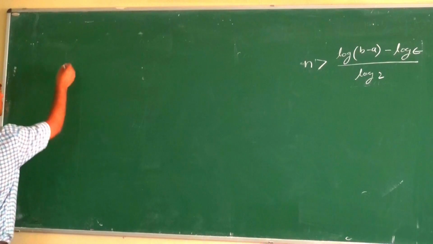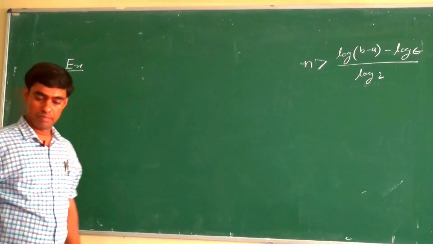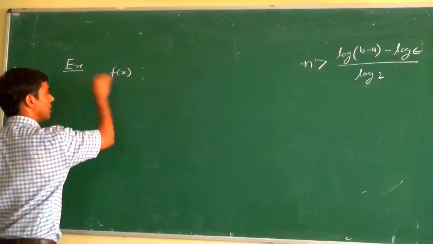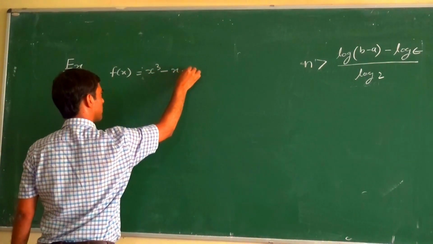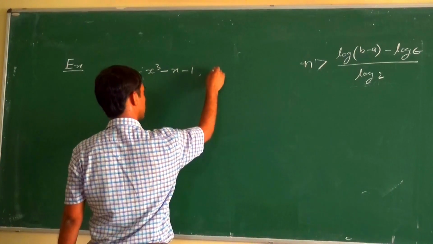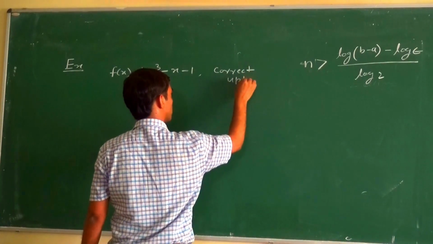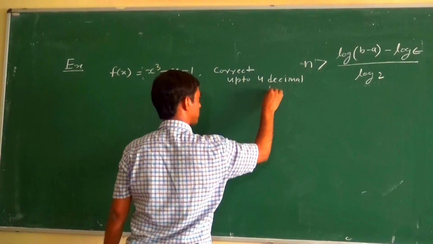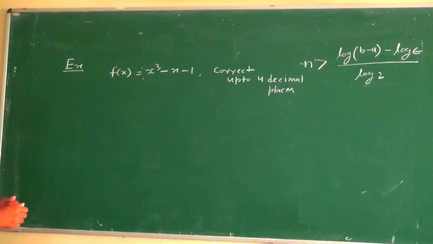Now we try to solve this example. Suppose y equals f(x) equals x cube minus x minus 1, and we try to find out the solution which is correct up to 4 decimal places. Okay.